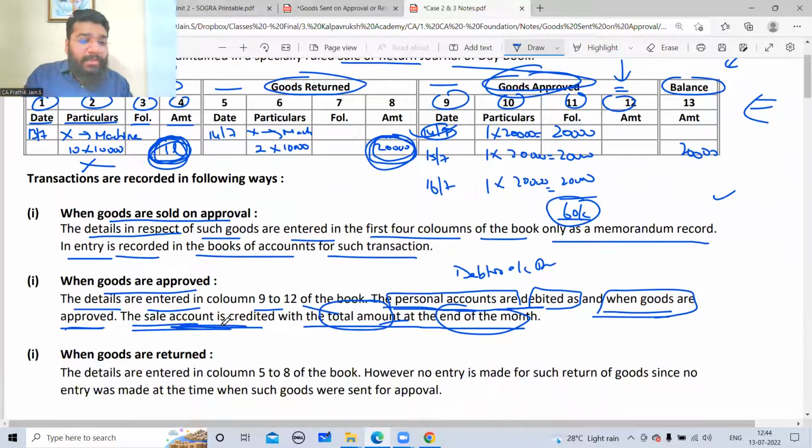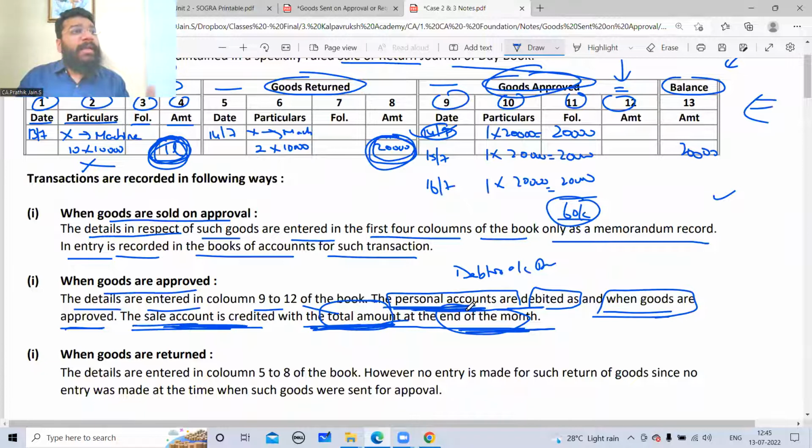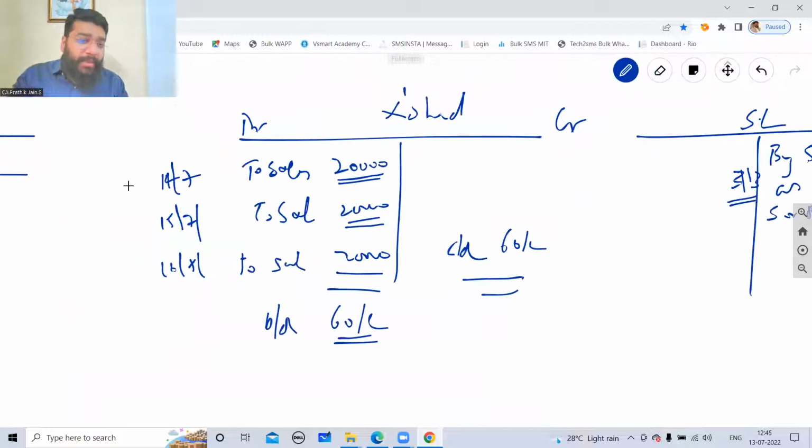The sale account is credited with the total amount at the end of the month. So this is on 31st of March or whatever be the month end. Entire sale is recorded on credit side in one shot. Whereas the personal account, that is individual debtor account, is debited as and when the goods are approved. So as and when the goods were approved, on each and every date, I have recorded the debtor entry.